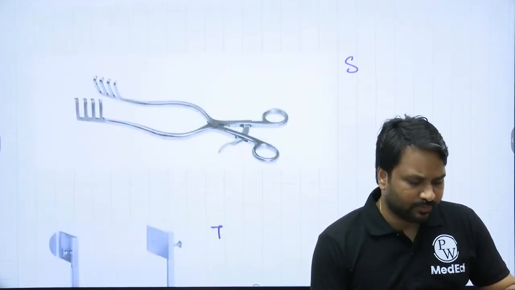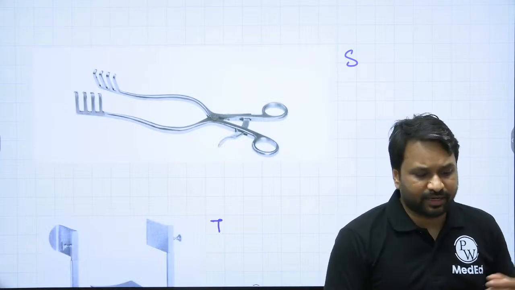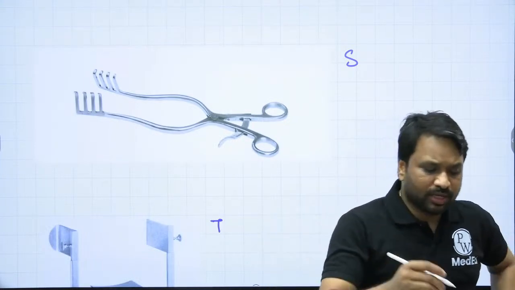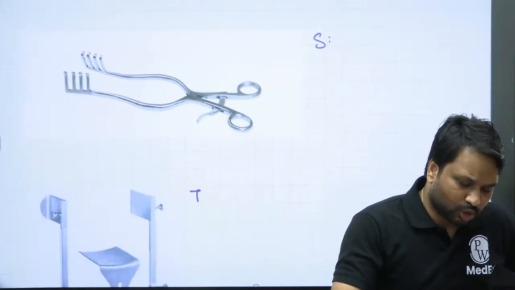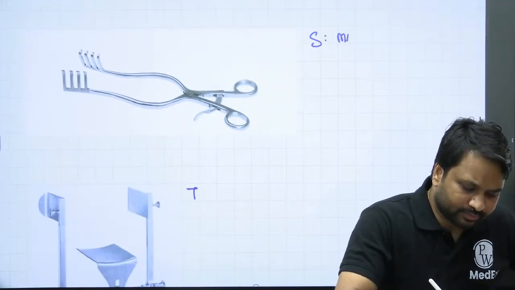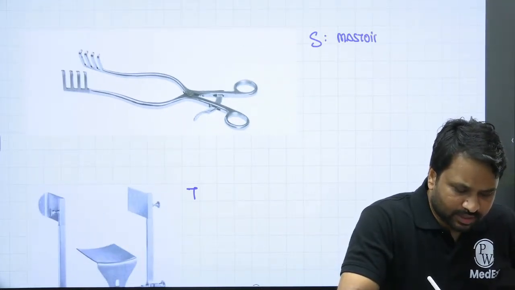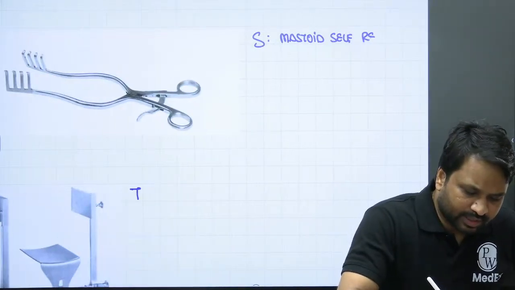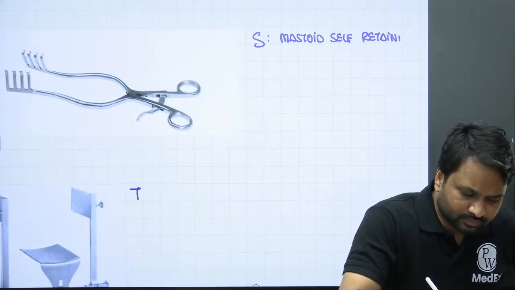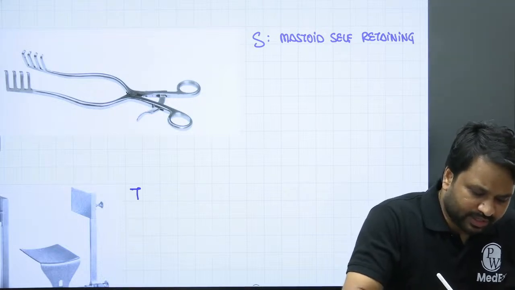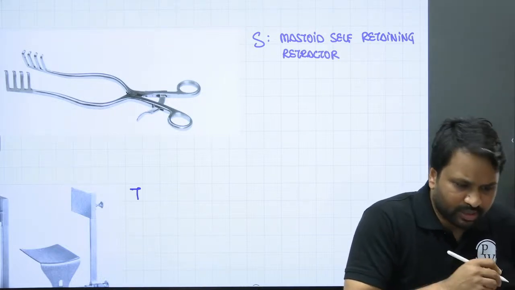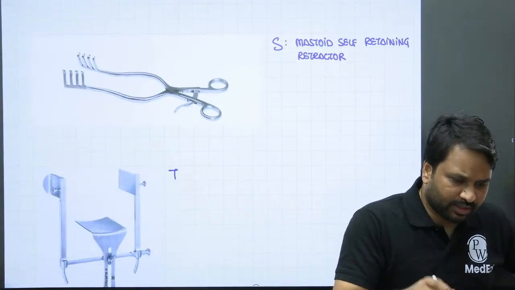Absolutely correct. This one is again a self-retaining retractor, but because it has got fingers and it claws out, this is what we call the mastoid self-retaining retractor.